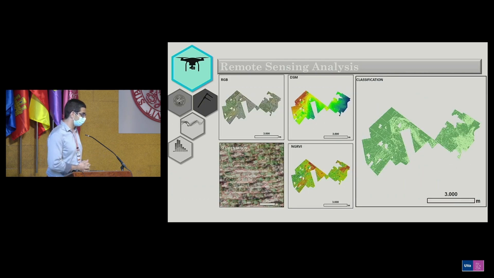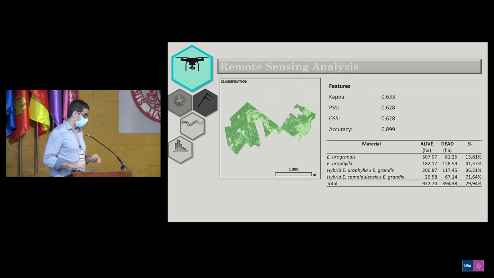These are just some outcomes: the RGB image, the digital surface model, the segmentation with 18 meters radius, the vegetation index, and on the right, the classification with the two classes, less than 5 and more than 5. We had quite good accuracy, 89%. And when I summed all the areas, the clones were the ones with more mortality, the same as we had with the ground data.